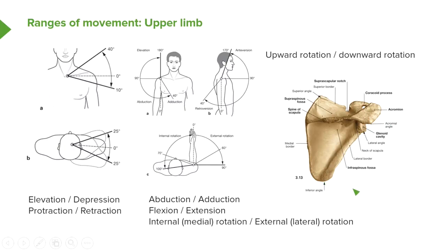We also have downward rotation, where if you're trying to scratch your back, then the glenoid cavity is going to be depressed. We have this downward rotation, and the inferior angle is going to move outwards in this direction.